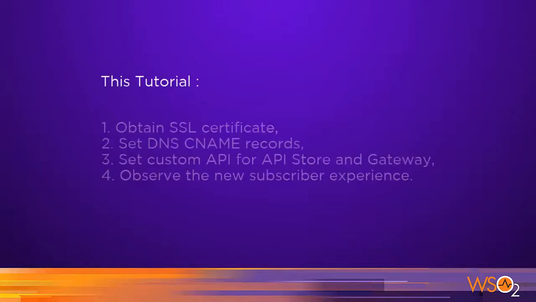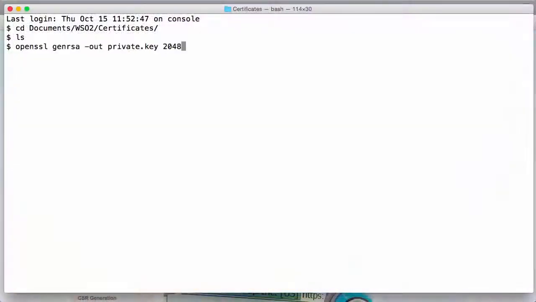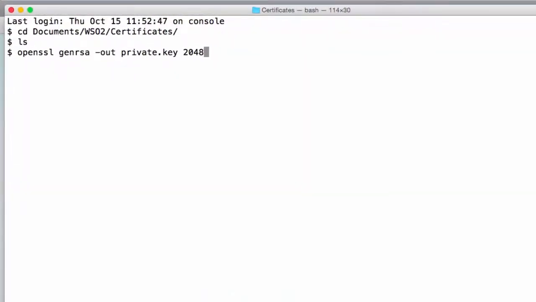In this tutorial, we will substitute the default URLs used in API Cloud by some custom URLs that we own. For this configuration change, we will need to create DNS records pointing our custom URLs to the API Cloud and SSL certificates for these URLs. I do not have these yet, so let's start with creating the certificates.